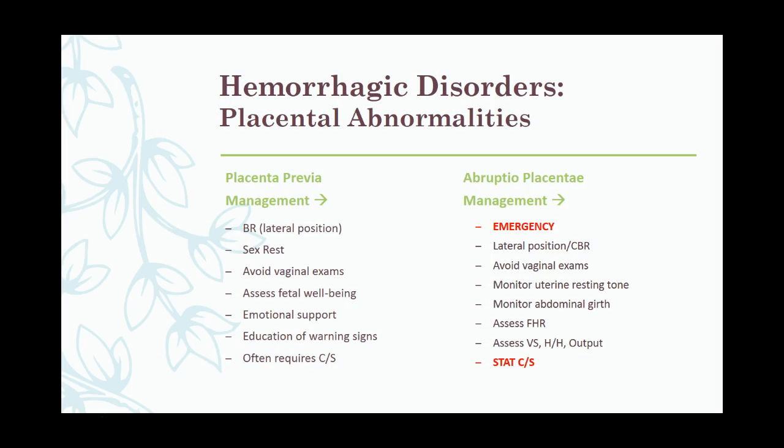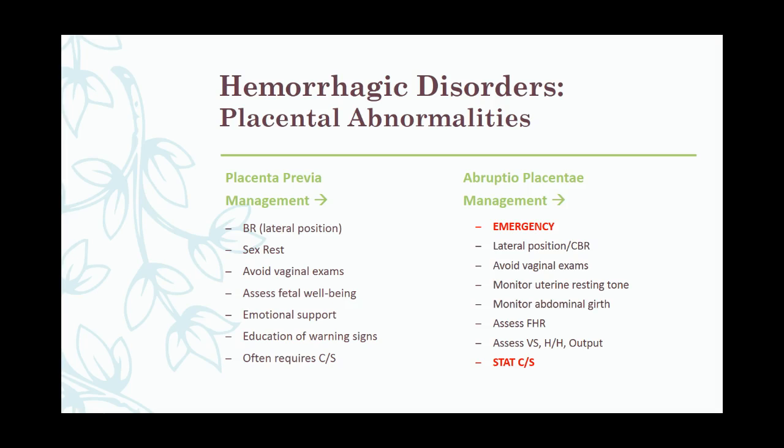So how do we manage previas? Well, if people have placenta previas, we want them to keep as much pressure off of the placenta as possible. So oftentimes these people are put on bed rest in a lateral position. And remember which side we favor for pregnant women, and that is the left side because it increases cardiac output. These people also will be on sex rest.